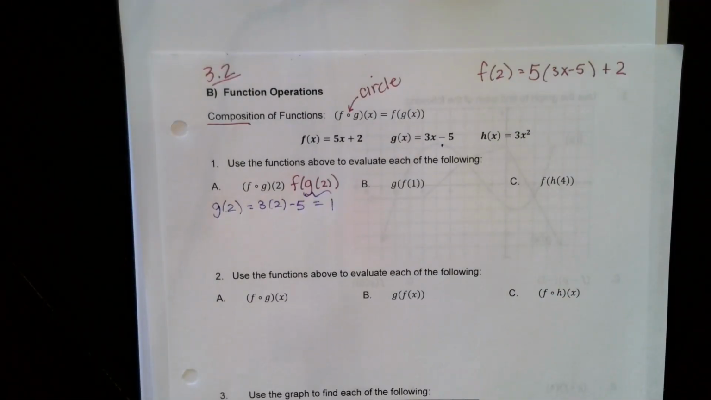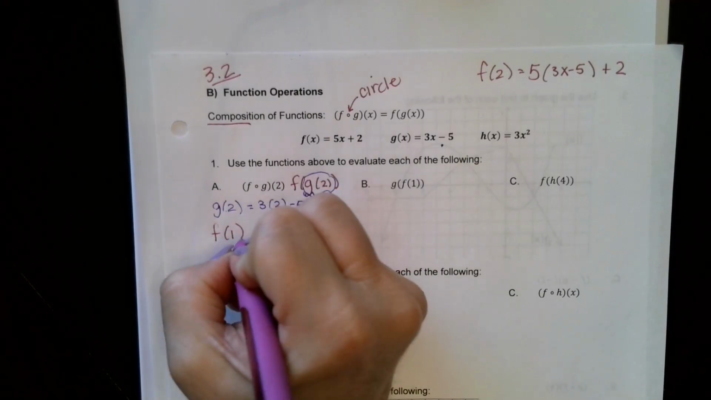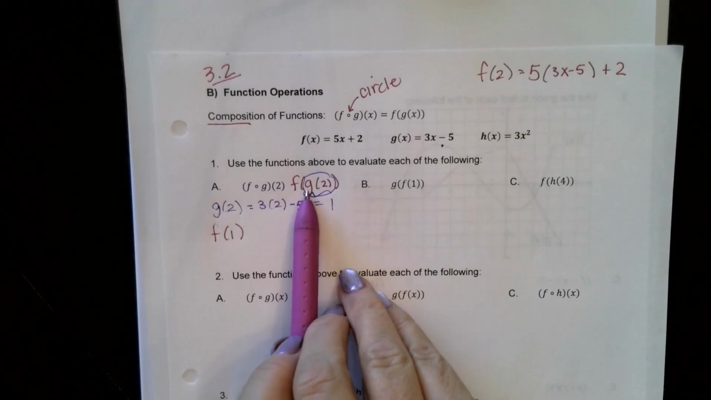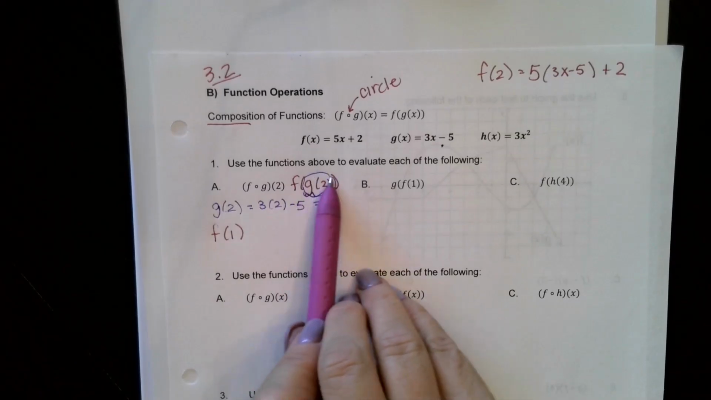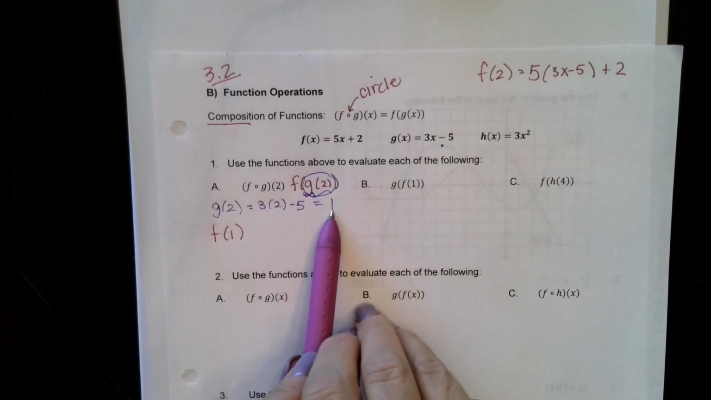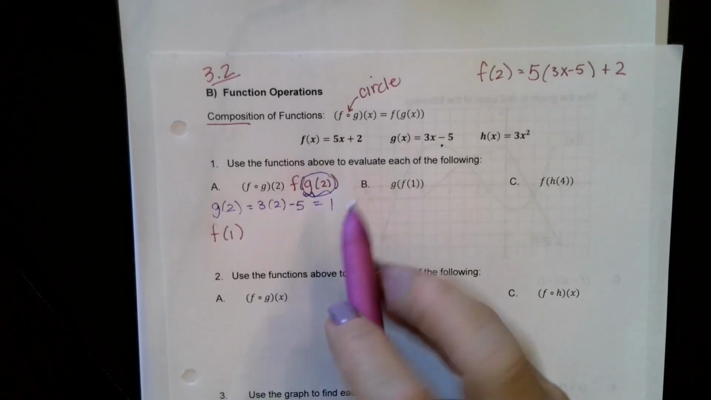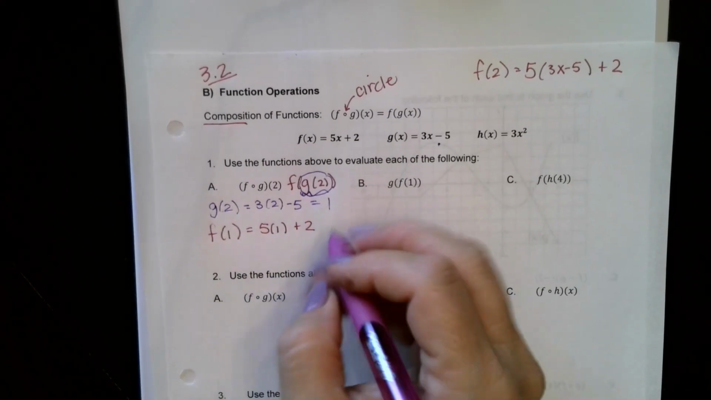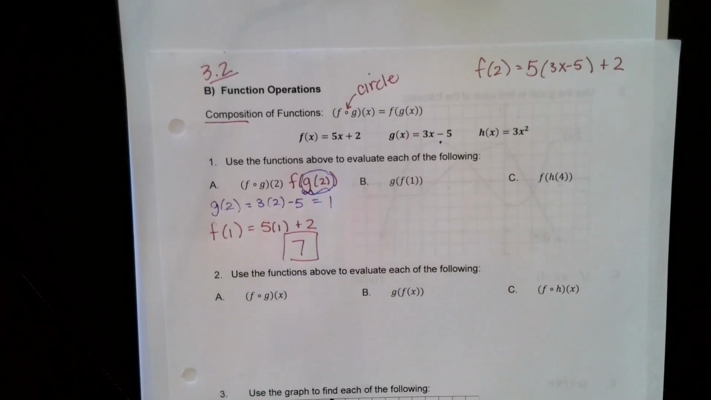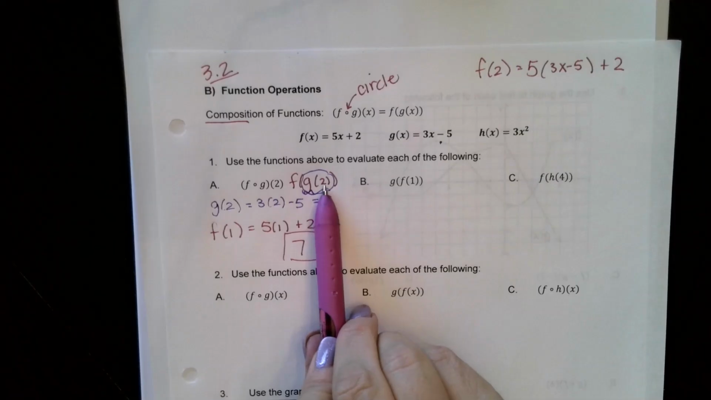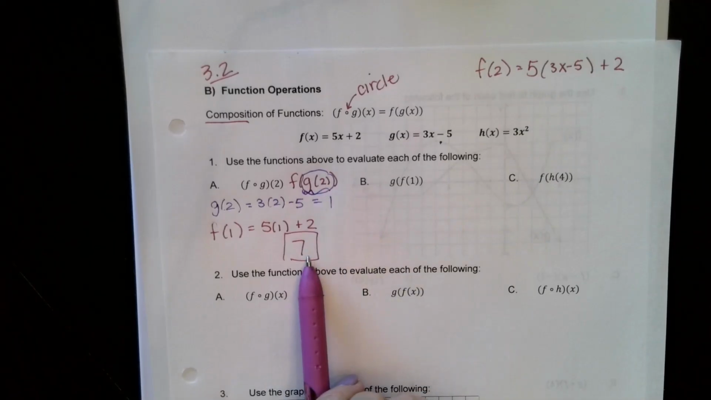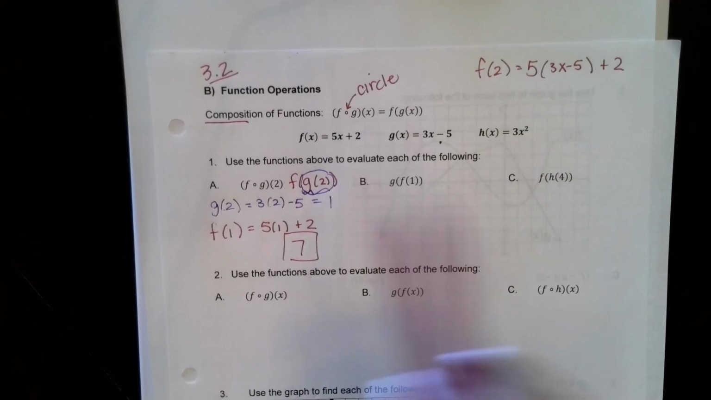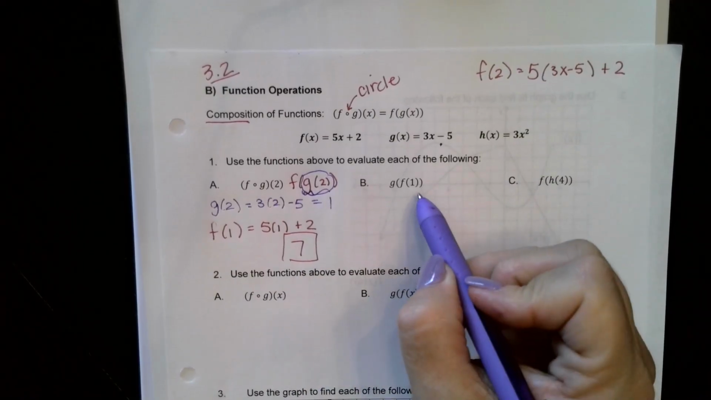So now, what I'm going to do is take this g of 2 and substitute the value of 1 in for that. So now I have f of 1. So g went away, 2 went away. I solved g of 2. That equals 1. I'm going to plug 1 back into this function. So I have 5 times 1 plus 2. So this whole thing is going to equal 7. And that's my answer. Remember, if you don't have an x here, then you're going to have a number as your final answer.